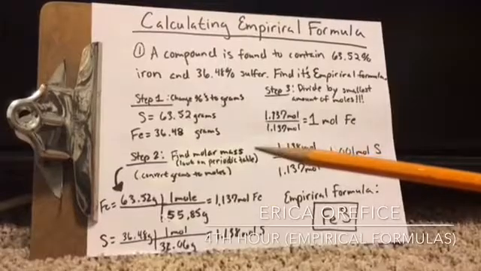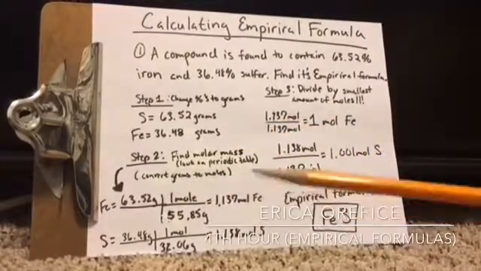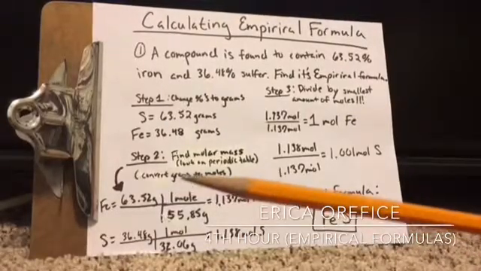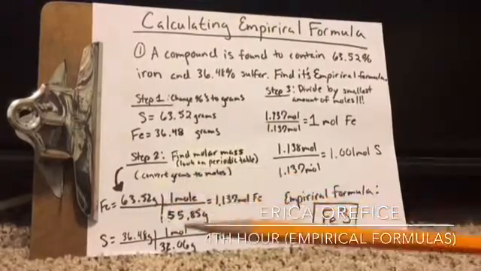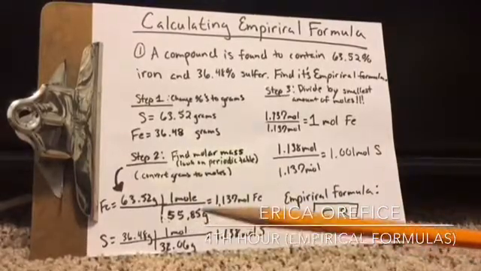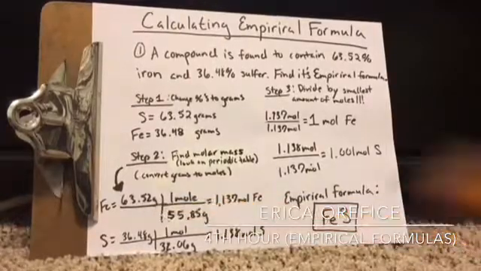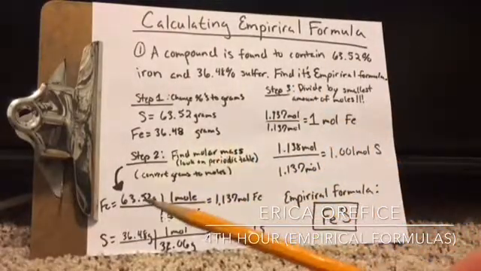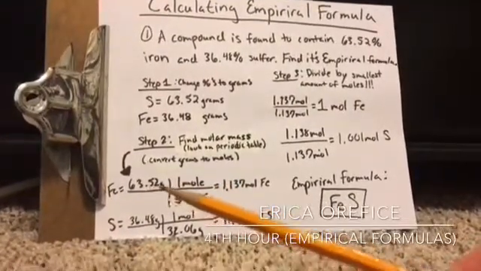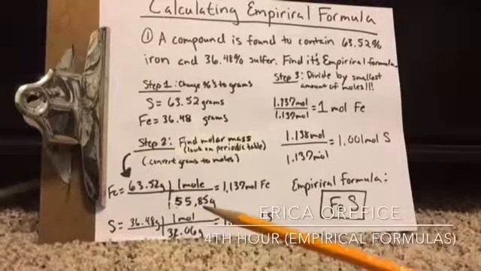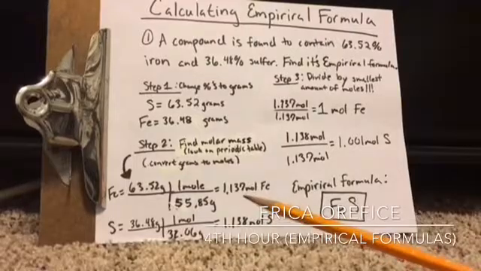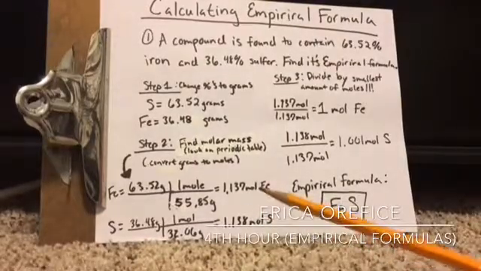Step 2. Find the molar mass. Convert grams to moles. So iron, 63.52 grams. Draw your box with 1 mole over 55.85 grams. 55.85 grams is your molar mass from the periodic table of iron. So you multiply 63.52 grams times 1 mole, which leaves you 63.52 divided by 55.85. When you put this in your calculator, you get 1.137 moles of iron.